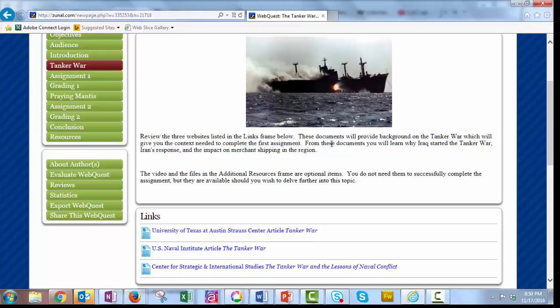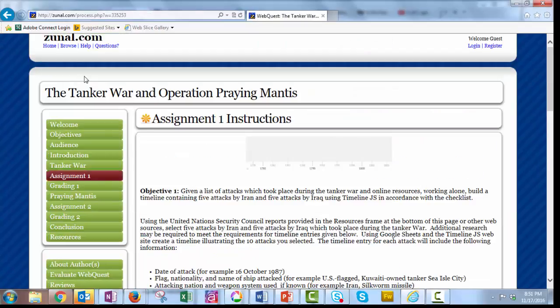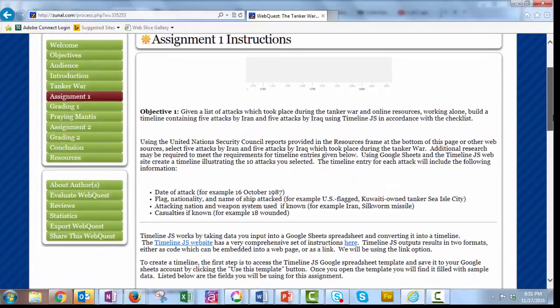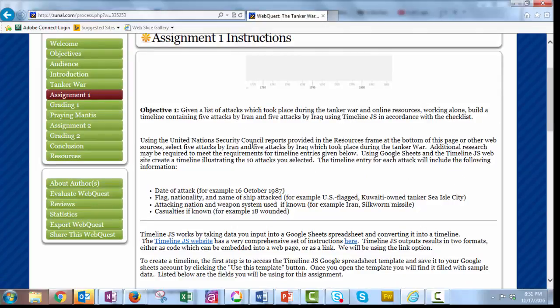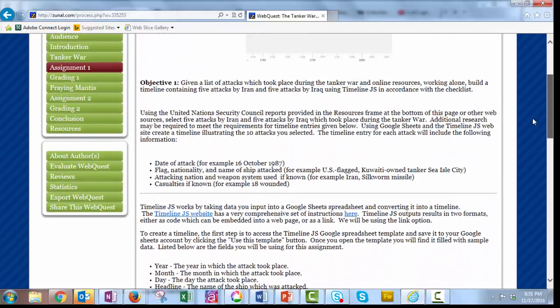And from these documents, it talks about why Iraq started the Tanker War. So he gives you some guidance as you look through these documents and videos. So you're doing the information download, learning about it, and now in the objective here, you're going to build the timeline, and he gives you a bunch of really great United Nations reports at the bottom, and you go through those as you build the timeline of the events that happened, and he gives you guidance on what you're going to build, what needs to be there, the flag, the ship attacked, etc.